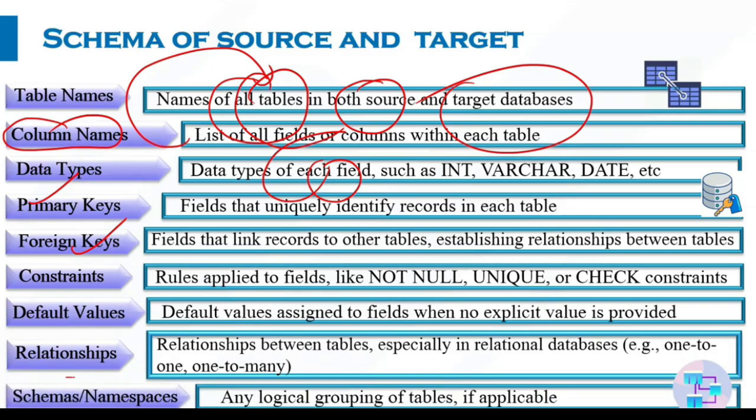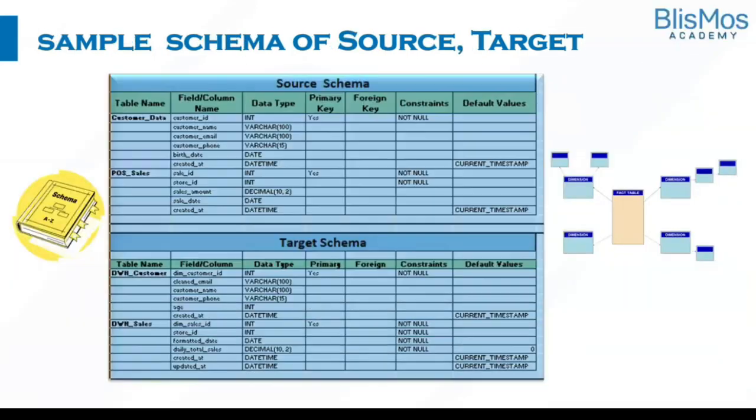They will also mention the schema namespaces, if there is any logical grouping of the tables. So this is how a sample schema of a source and target would look like. You can see this is the table name here. This table includes these fields, customer ID, customer name, and this field is of this data type, int, varchar, and all those things. This is the primary key for this particular table, and not null is a constraint. The same would go for target schemas.